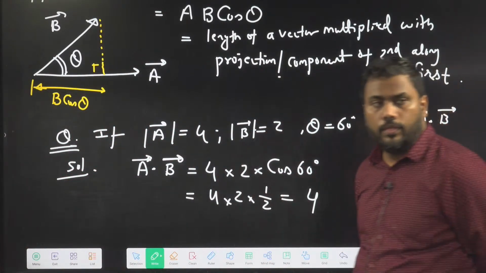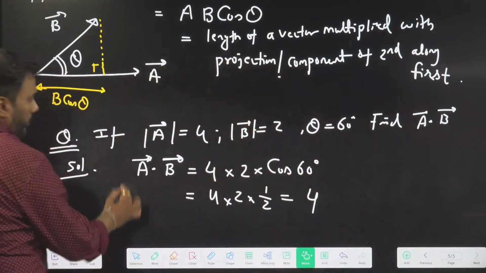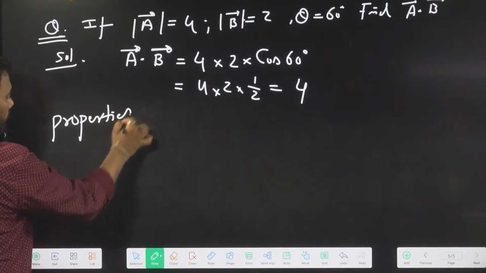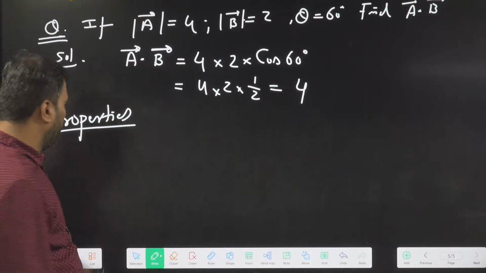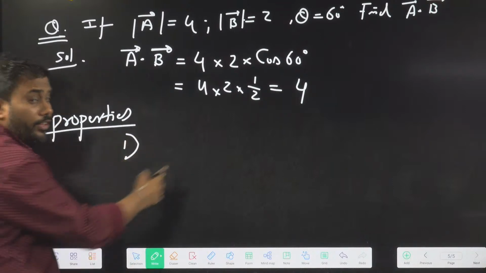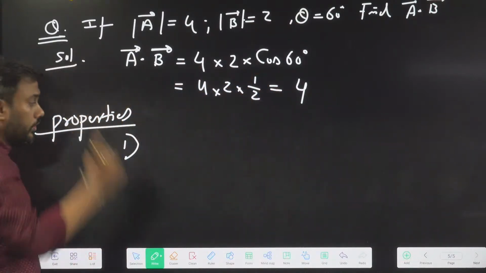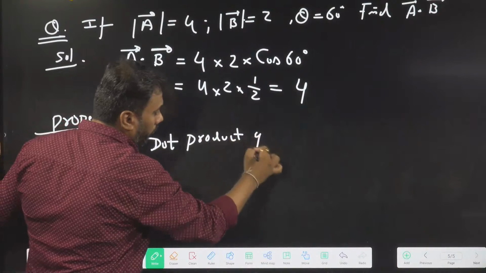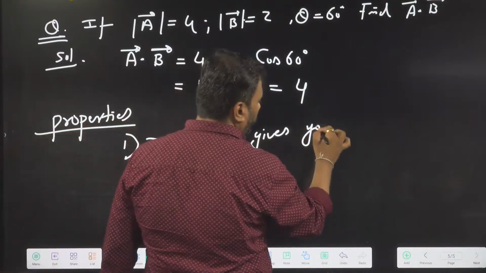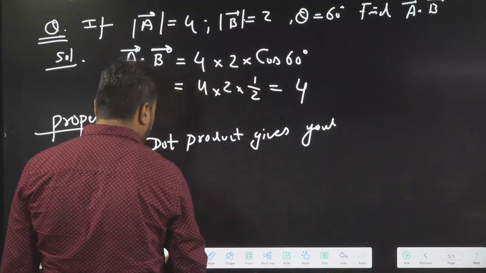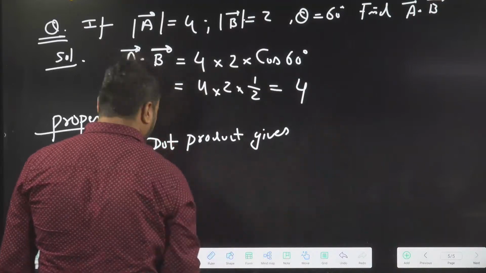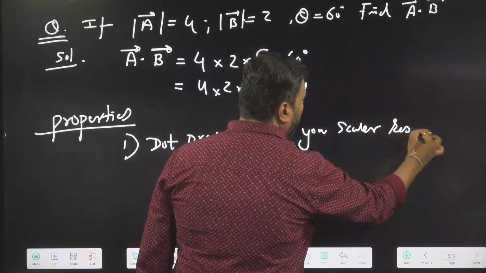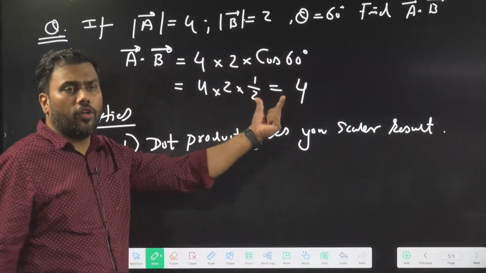Okay, now we will learn the properties of dot product. What are the properties? The first property we can see here: the dot product gives you a scalar result. The result of the dot product is a scalar number.